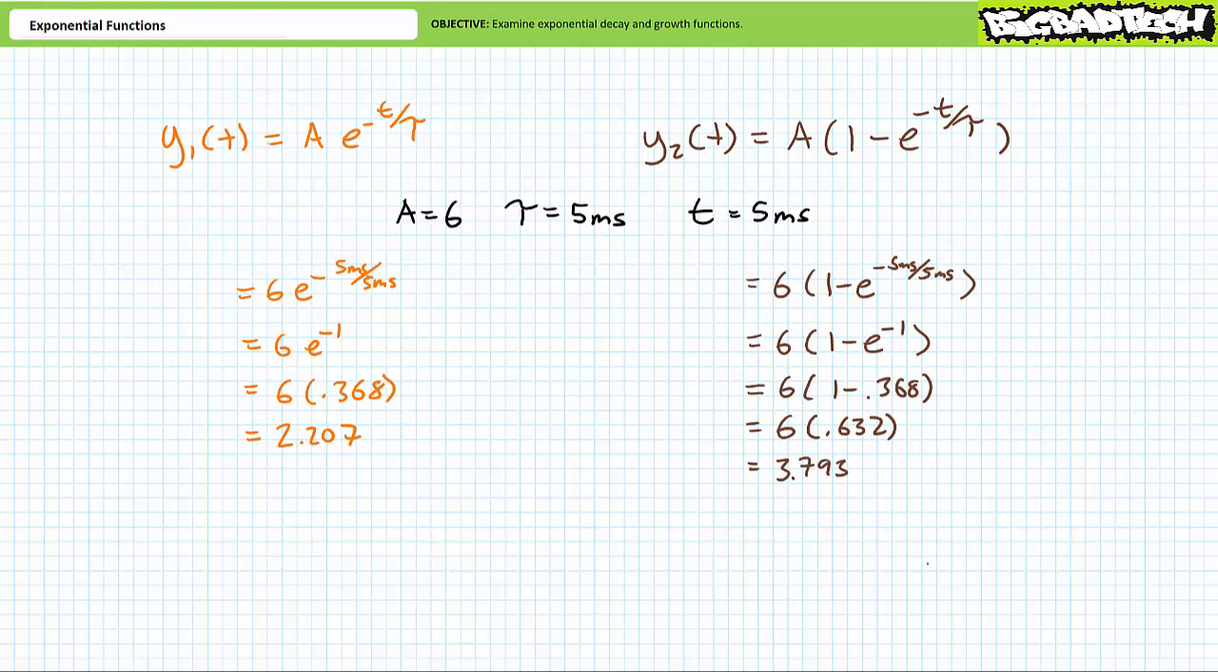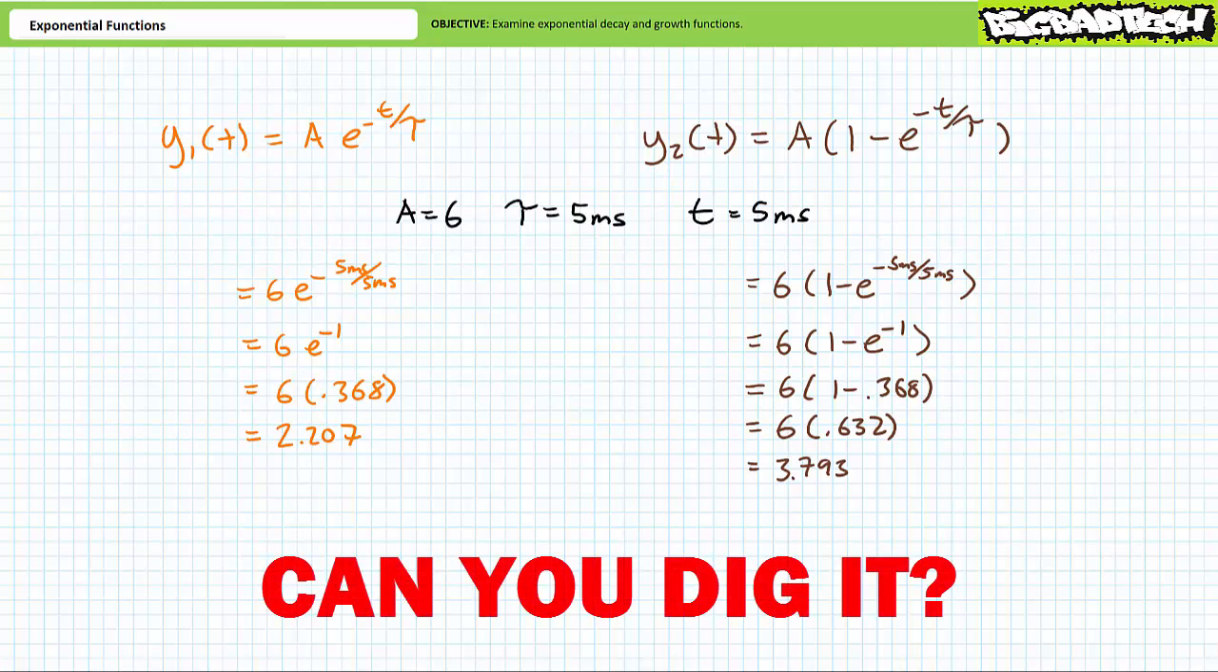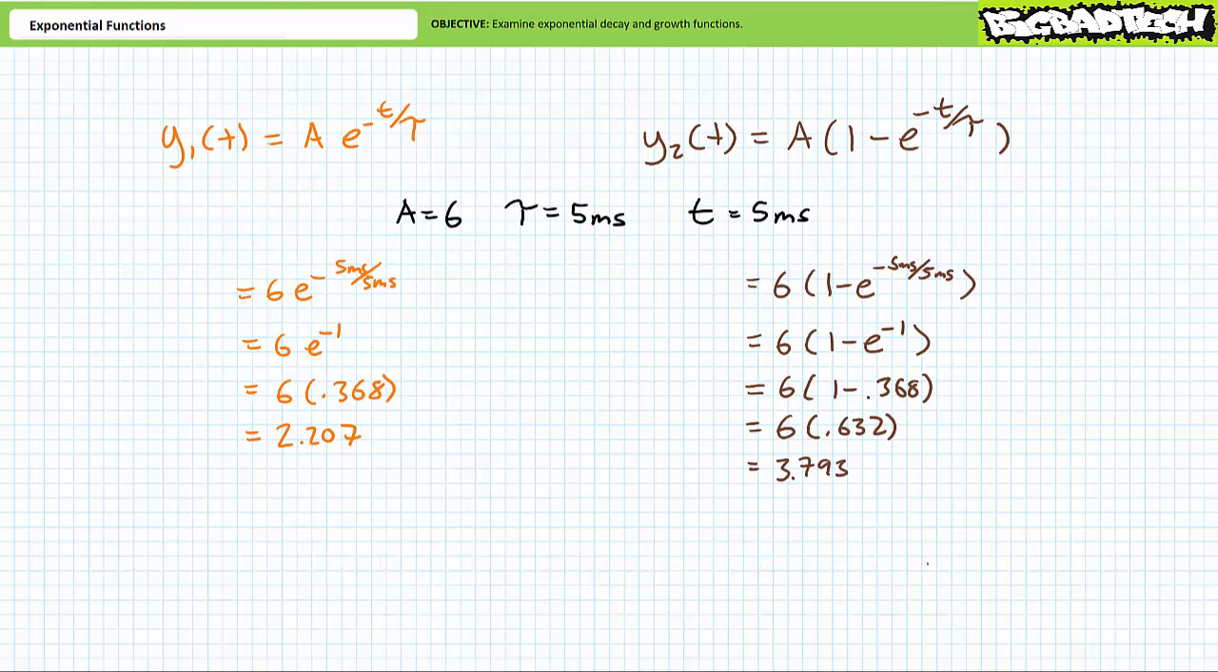We can do the same thing for the general purpose growth function. Substitute in the constants a and tau, and then substitute in the time of interest. The ratio t over tau is the ratio 5 milliseconds over 5 milliseconds, which resolves itself into 1. 6 times 1 minus e to the negative 1 is roughly 3.793. Can you dig it? Tau really hasn't changed anything. It's just another constant we've added to our equation. Additionally, you'll note at the time t equals 5 milliseconds, the summation of these two values yields our constant 6. This is to be expected given these functions are in effect the evil twins of one another.